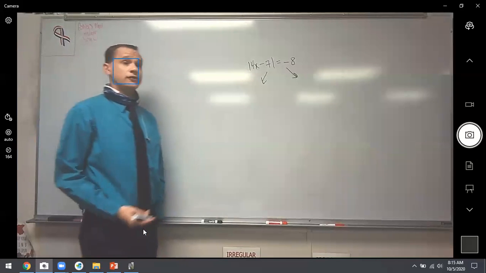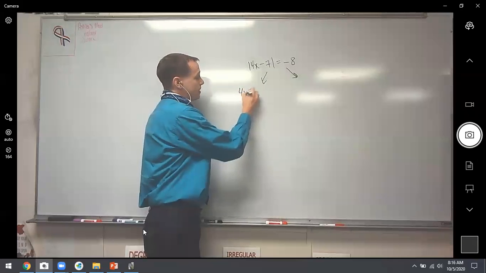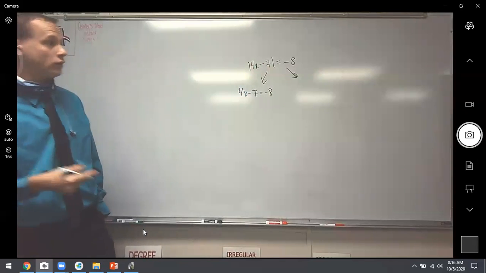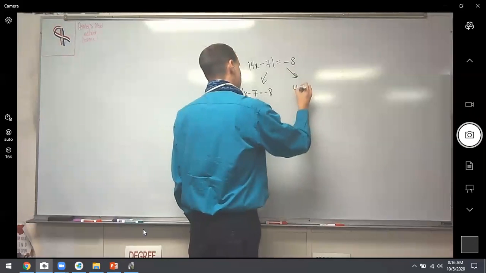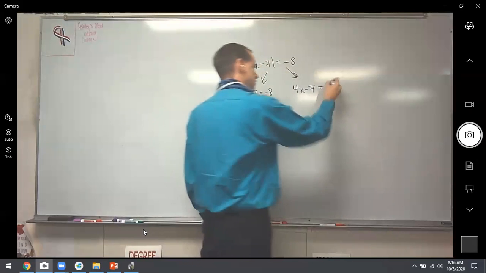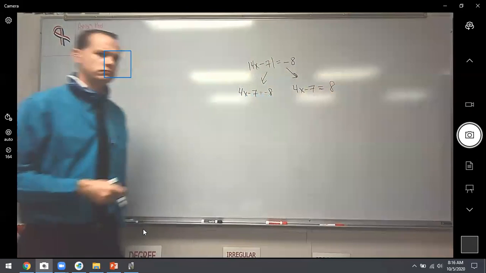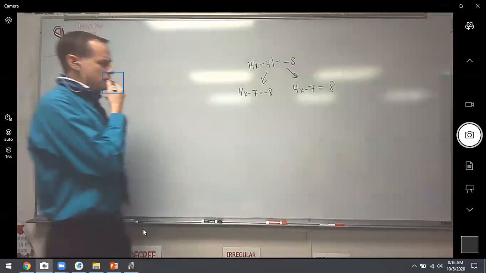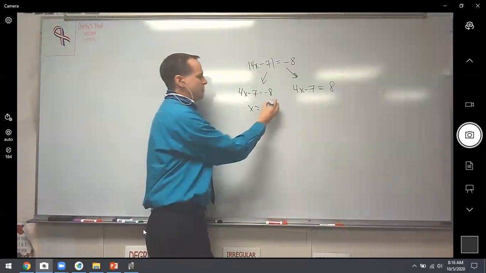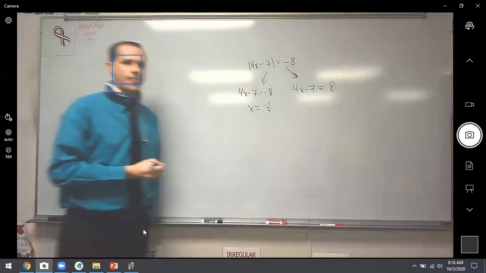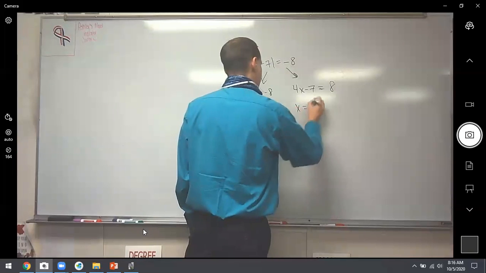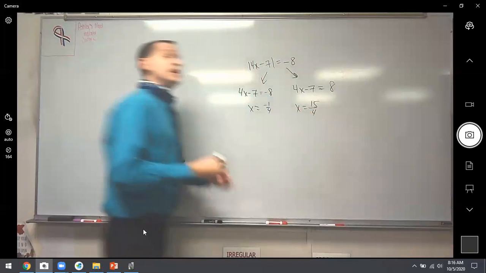Absolute value is by itself. So we'll drop it. 4x minus 7 is either the thing you already had, negative 8, or the stuff inside the absolute value is the negative version of that. Now, negative 8 would just be positive 8. Move things around. One of these answers, you would add 7 to both sides, divide by 4. One answer would be negative 1/4. The other answer would be 15/4.